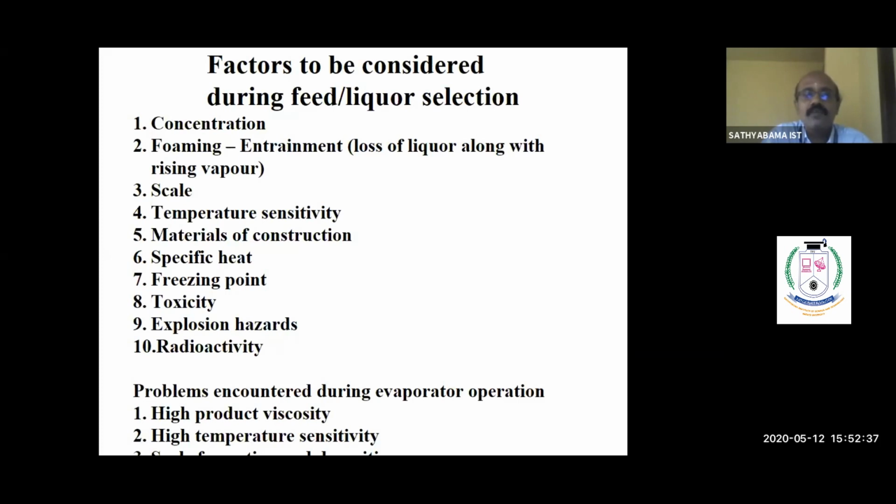Hence we have to select the feed material in such a way that it should not contain any foaming agent. If at all it contains a foaming agent, then anti-foaming agents such as calcium sulfate or calcium hydroxide can be added.